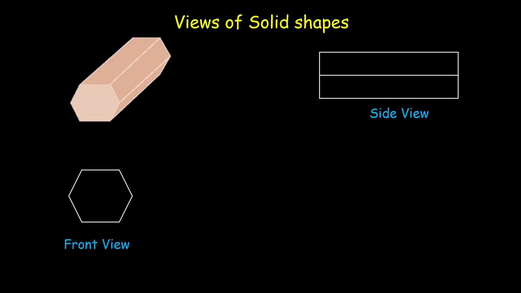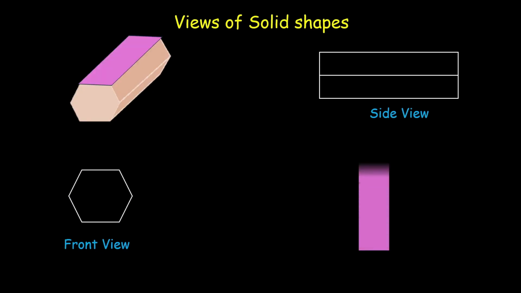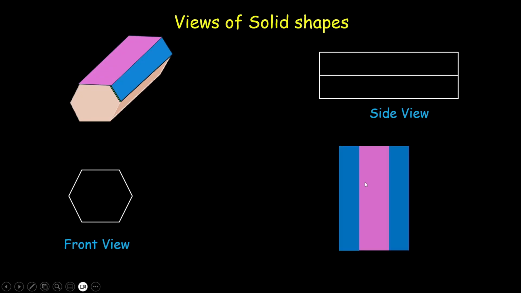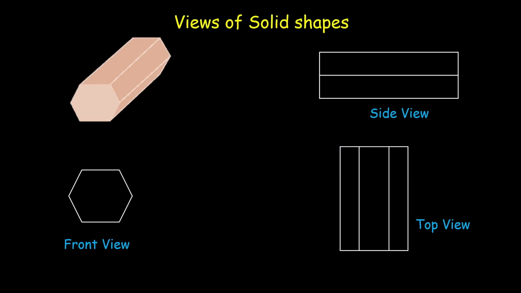Okay, so from the top, we were able to see this pink one. So let's draw this. And these side ones, which we painted blue. Okay, so let's draw these blue rectangles on the side. They are a bit narrower than the pink one. And this becomes our top view. Okay, let us have a look at one more example.